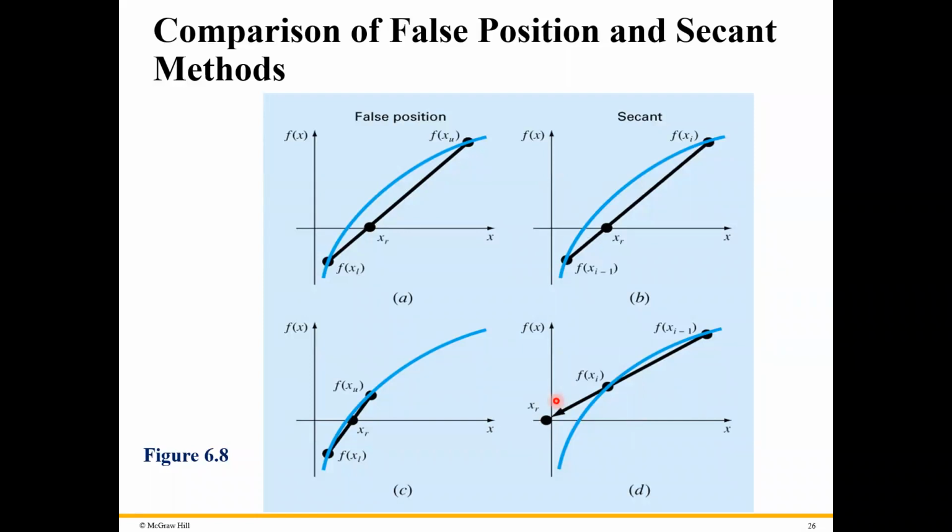So does it explain the difference between the secant and the false position method? Yes. Okay. Therefore we can see that in all open methods, there is this issue of the convergence of the solution.